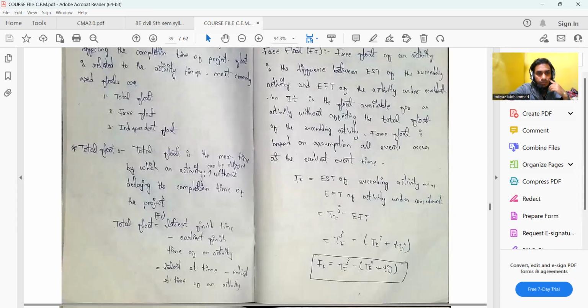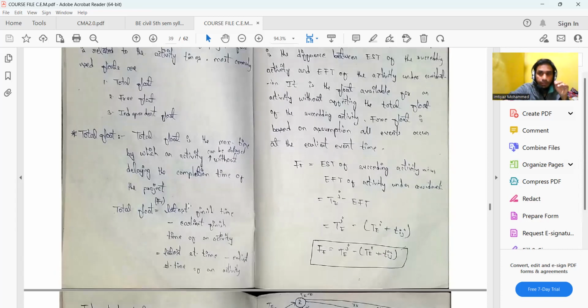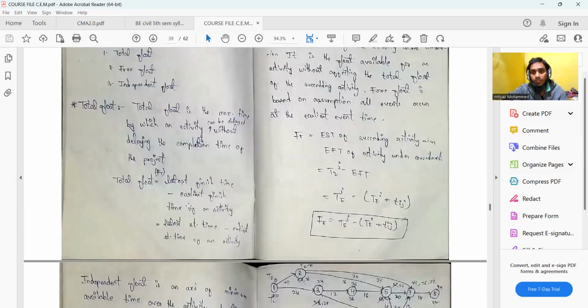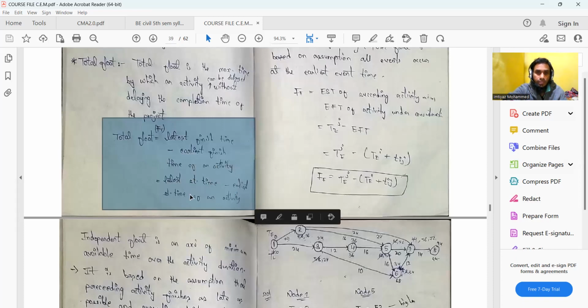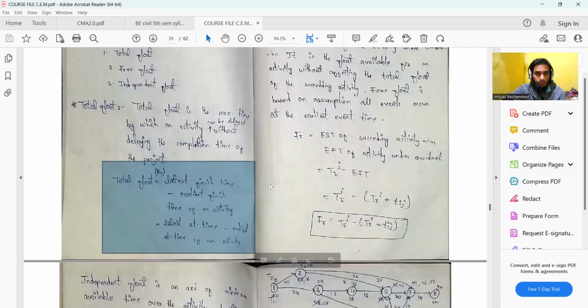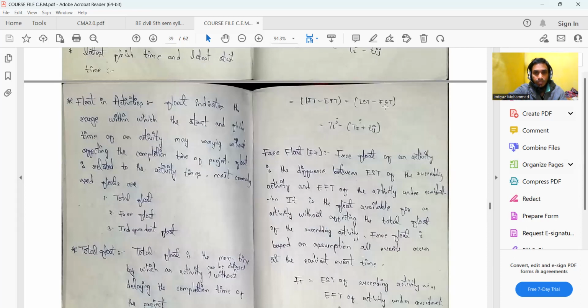Total float is the maximum time by which an activity can be delayed without delaying the completion time of the project. There is a certain range through which we can delay the activities, and even by delaying by a certain time, the total completion time of the project doesn't get delayed. That is the total float. Total float is defined as latest finish time minus earliest finish time for an activity, which is the same as latest start time minus earliest start time. So this is the formula: LFT minus EFT or LST minus EST, which is TLJ minus bracket TEI plus TIJ. This is very important.